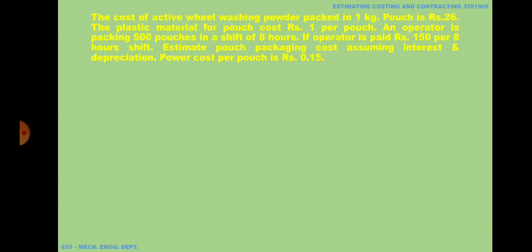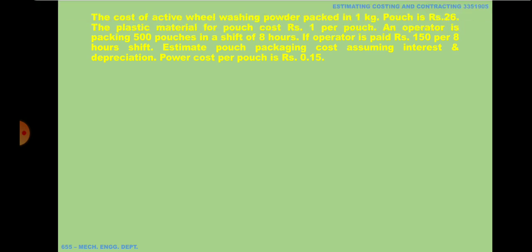Now the second example is of pouch packaging. The cost of Active Wheel washing powder packed in a 1 kg pouch is rupees 26. The plastic material for the pouch costs rupees 1 per pouch. An operator is packing 500 pouches in a shift of 8 hours. If the operator is paid rupees 150 per 8-hour shift, estimate the pouch packaging cost, assuming interest and depreciation and power cost per pouch is rupees 0.15.